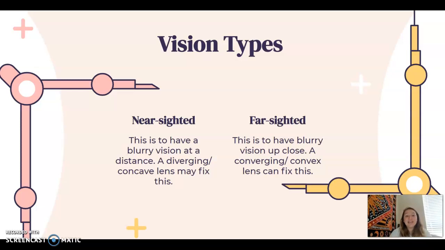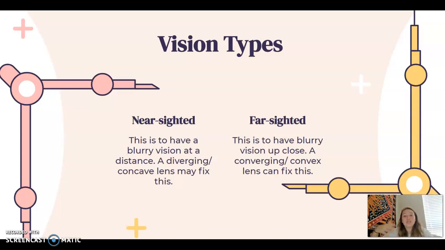Again, nearsighted is to have blurry vision at a distance. You can see things up close perfectly fine. You can read a book perfectly fine. But if you're looking at something far away, it's going to be really blurry to you. To fix that, what a doctor would prescribe you is a diverging, or another word for that is concave, lens. We talked about this in class.